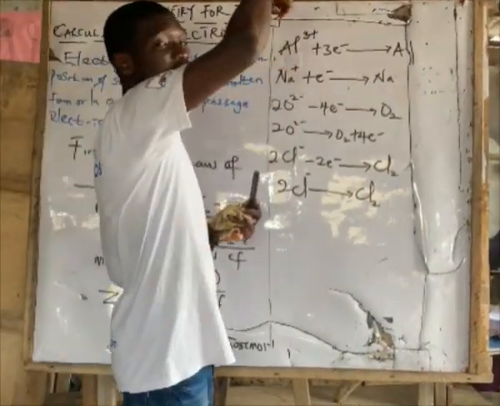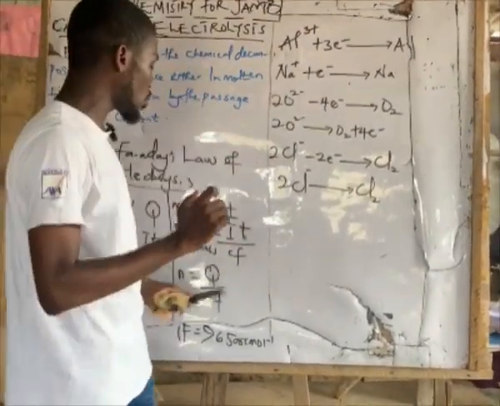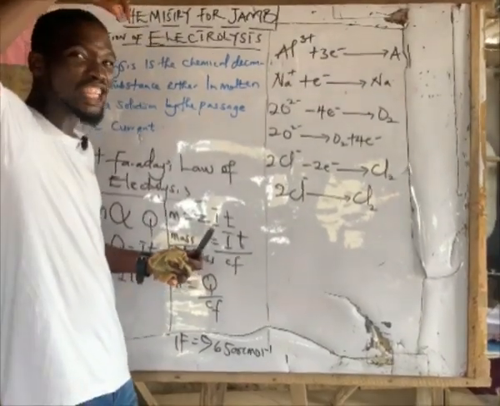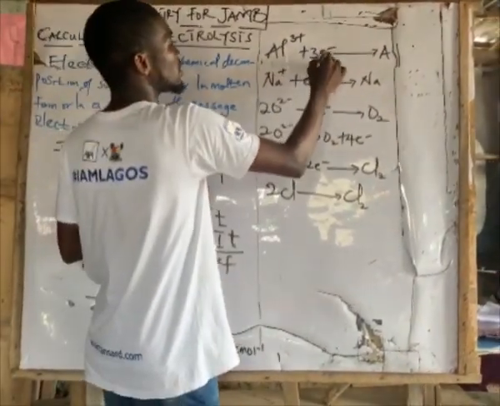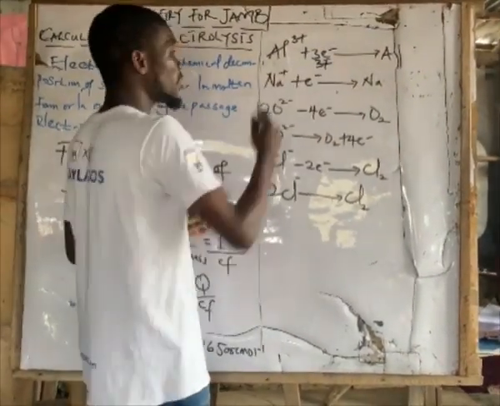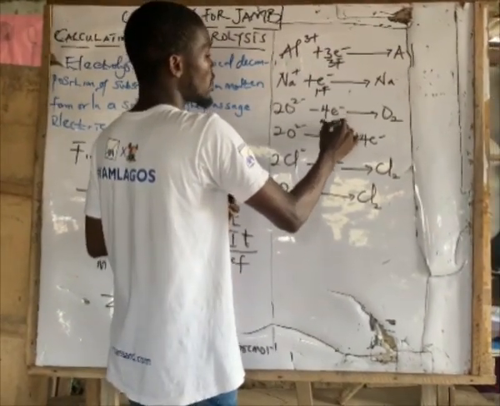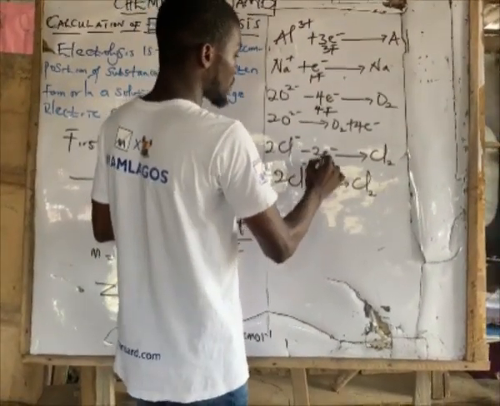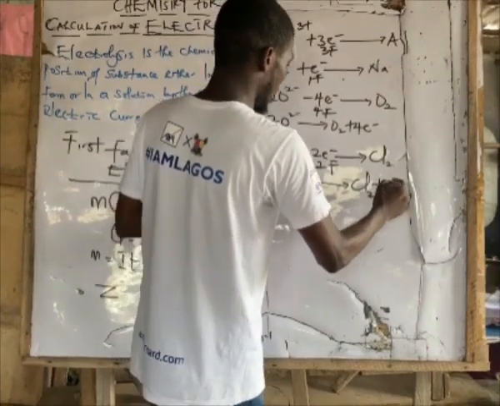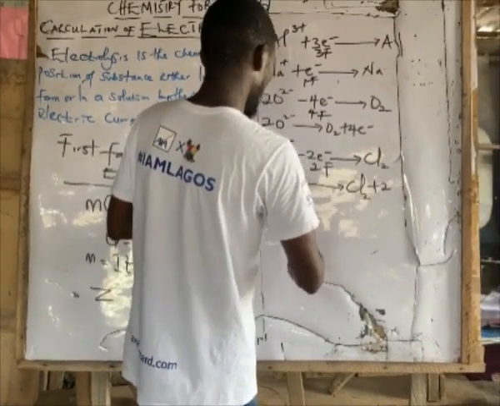The number of electrons you have here, the term for that C is what? The number of charge on each of the elements. 3, so that's 3 Faraday. Here we have 1 Faraday. Here we have 4 Faraday. And here we have 2 Faraday.